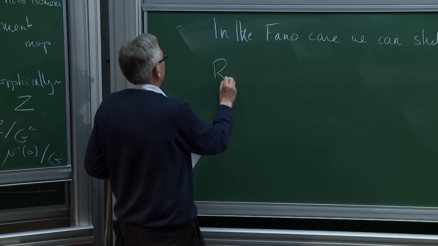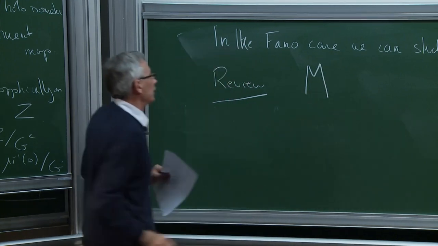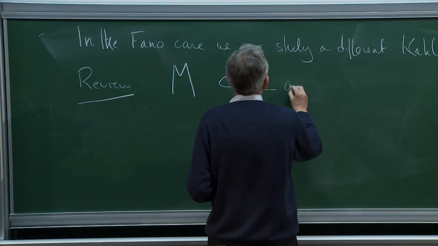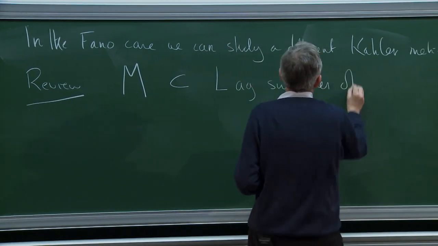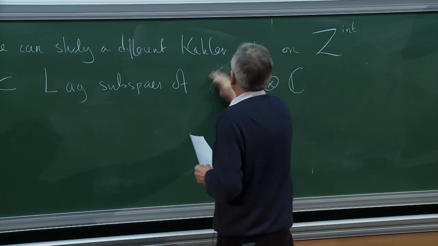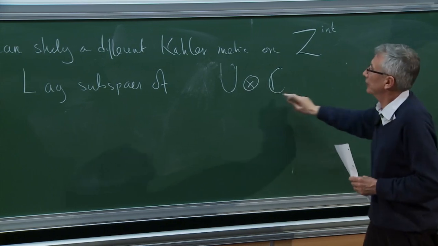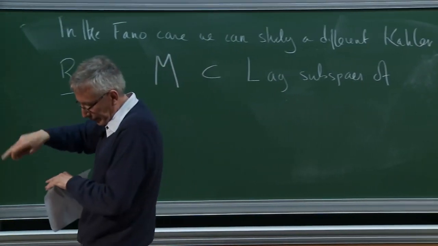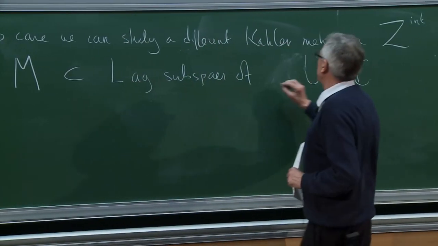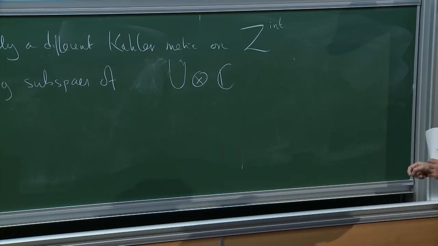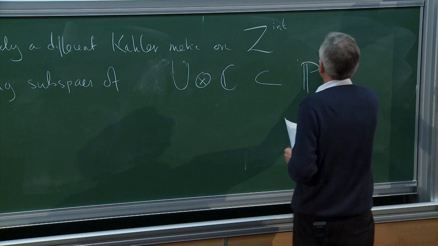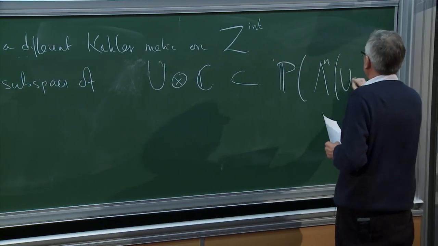So let's go back to review in more detail our familiar finite-dimensional homogeneous space M. We can think of this as an open set in the set of Lagrangian subspaces of Lambda n of our vector space U complexified. In other words, if we have a complex structure, then we have the zero-one and one-zero parts of the complexification, and these are Lagrangian. We fix, say, the one-zero space as a Lagrangian subspace. This can be identified by the Plücker embedding in the projectivization of the middle exterior power.